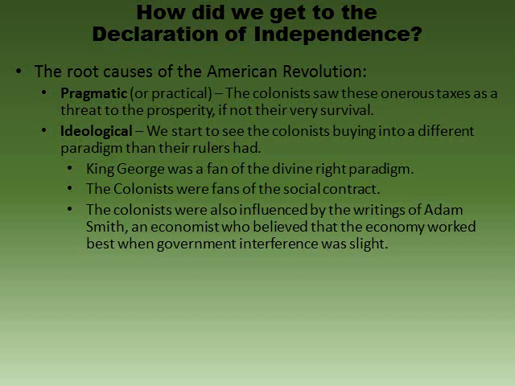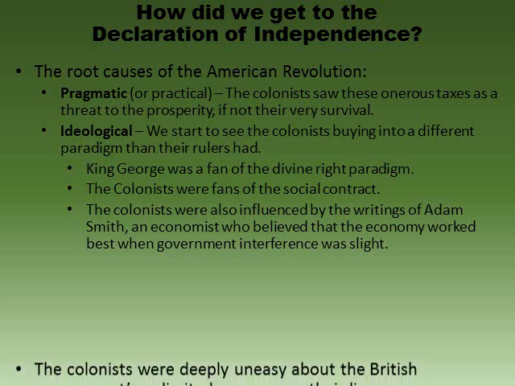And so we really see that the British government and the American colonists were on very different pages. They weren't singing from the same hymnal, as we say. They had very different ideas about how government should work and what it should be doing, and that came to a head here before the American Revolution.